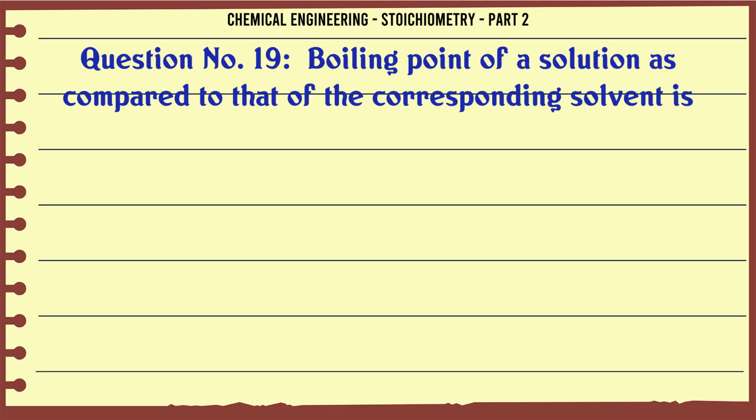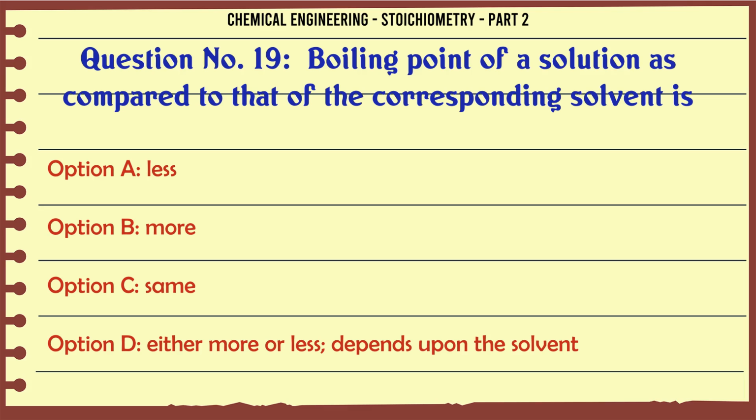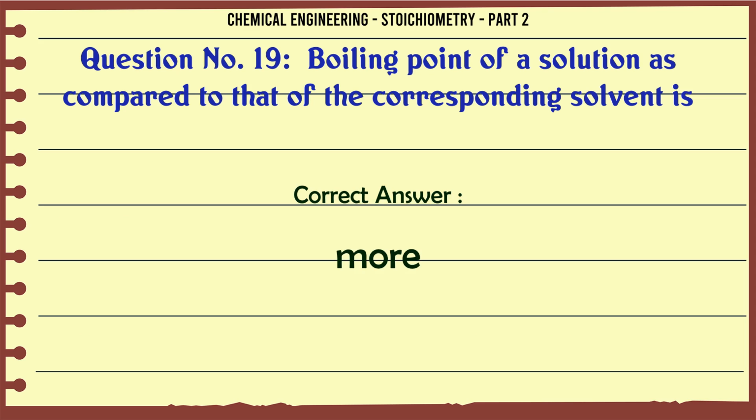Boiling point of a solution as compared to that of the corresponding solvent is: A less, B more, C same, D either more or less depends upon the solvent. The correct answer is more.